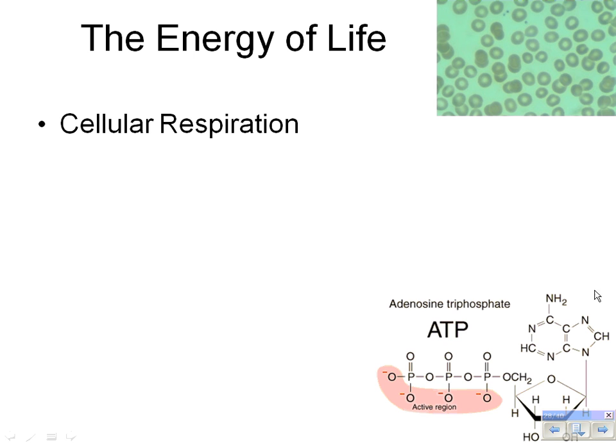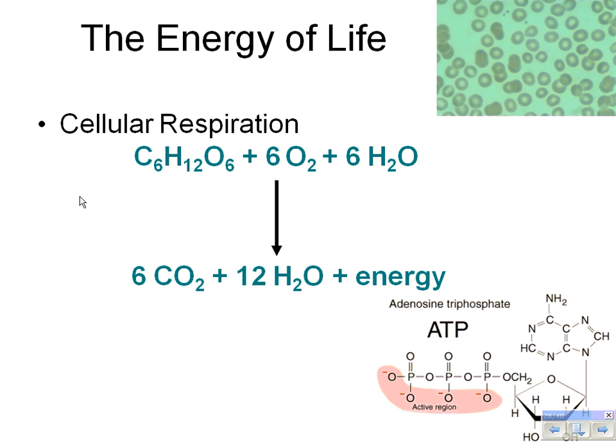Another good equation would be our cell respiration. Here we have that glucose molecule, our C6H12O6, oxygen and water, goes through cell respiration, and then we have our carbon dioxide, which we breathe out, water, and then our chemical energy in the form of ATP, adenosine triphosphate. And eventually this becomes mechanical energy. So we're going to use this for movement.